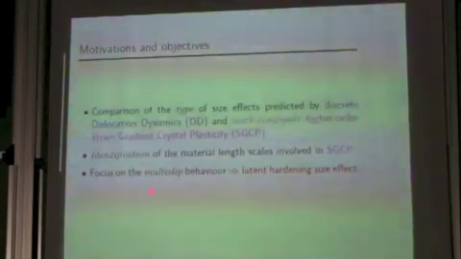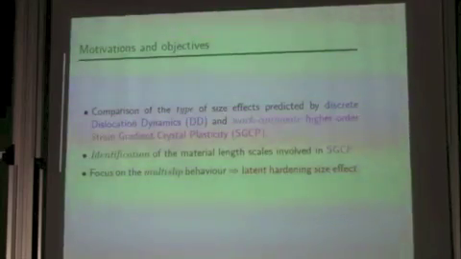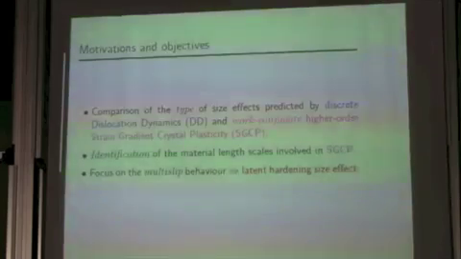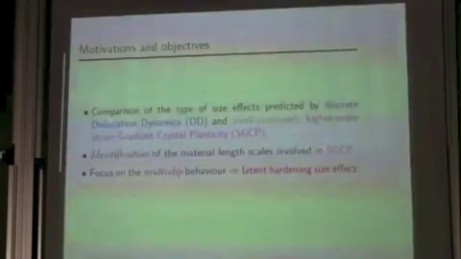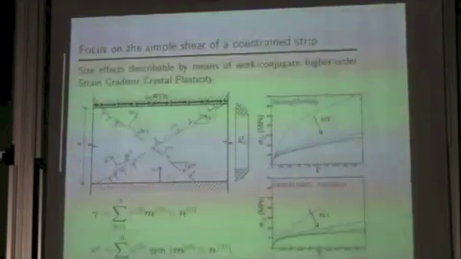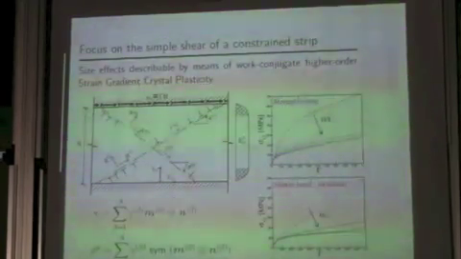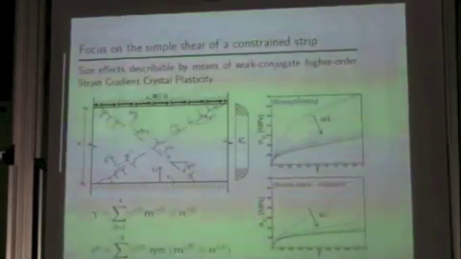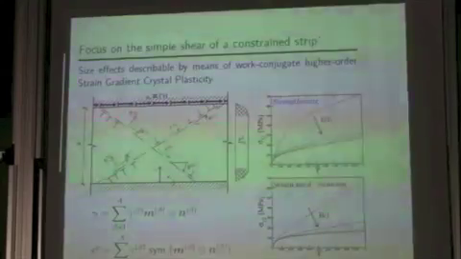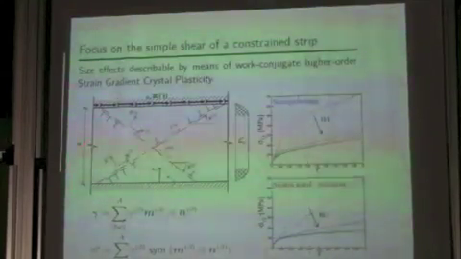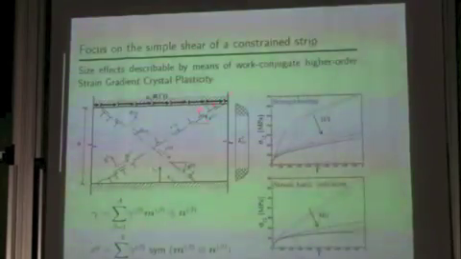So I think that one of the novelties of this work is this focus on the multi-slip behavior at the small scales. Sorry, I didn't mention that the size effect we want to model is relevant in the range between size of a few tens of nanometers to a few tens of microns. So in order to do this comparison, we took a very simple example. We consider a long strip sheared between two bodies in which dislocations cannot penetrate.